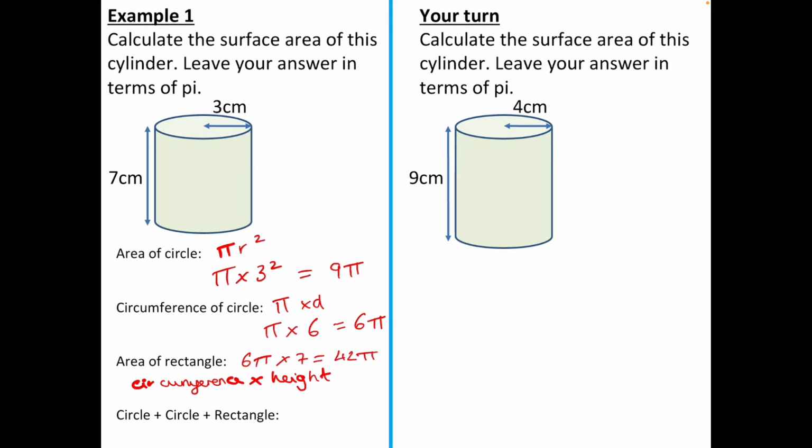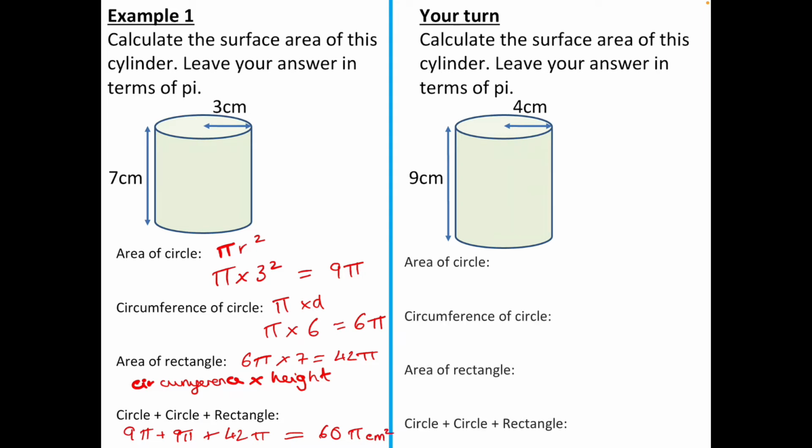The last thing I need to do is add this all up. I've got 2 circles, each of 9 pi each. It's the top and the bottom, plus the rectangle of 42 pi. Overall, this is going to give me 60 pi. We're talking about area, so our units are going to be squared. We started with centimetres, so it's centimetres squared. Can you please pause this video here and have a go at the one on the right after you've written down the example?